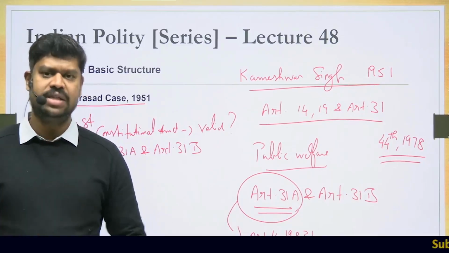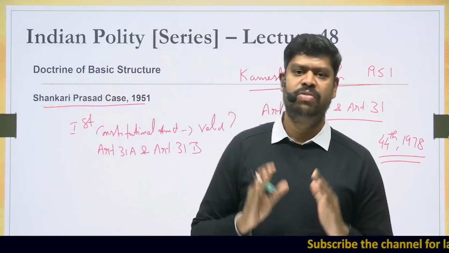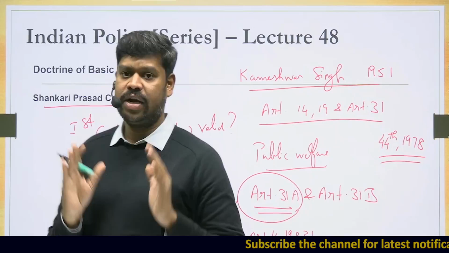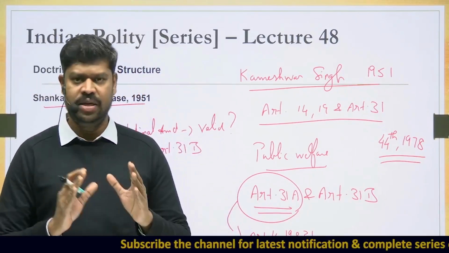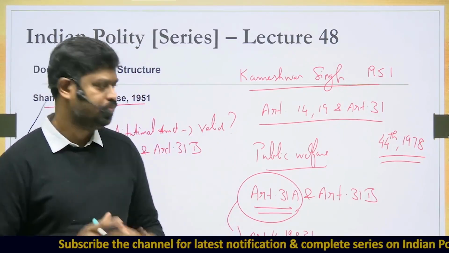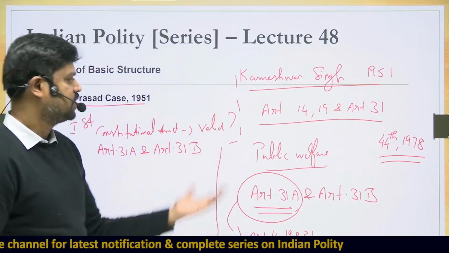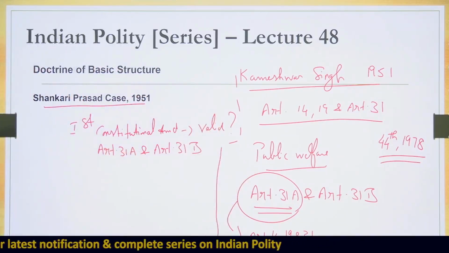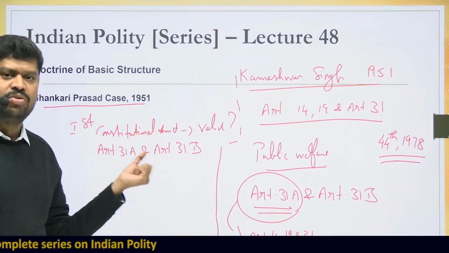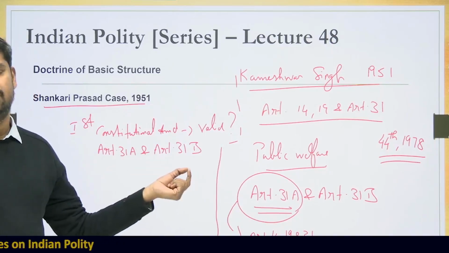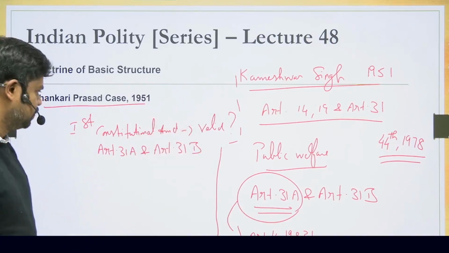Once you understand the Shankari Prasad case, your entire understanding of the doctrine of basic structure will be clear. But if you don't understand the Shankari Prasad case, your understanding of the doctrine of basic structure is going to be extremely difficult. So try to pay some attention. So far we have understood the Kameshwar Singh case. Now we have come to what is called the Shankari Prasad case. In the Shankari Prasad case, Shankari Prasad was challenging the validity of the first Constitutional Amendment Act, that is, the validity of Article 31A and Article 31B is to be questioned.